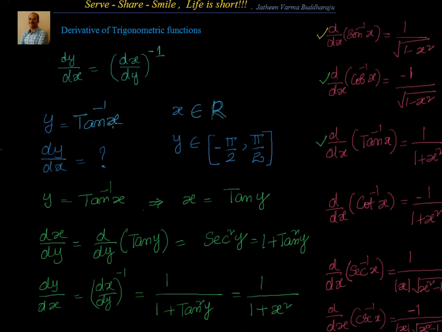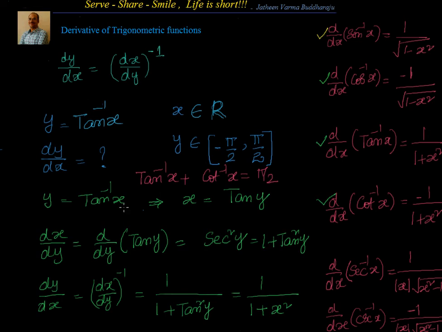Now applying the same logic, that tan inverse x plus cot inverse x equals pi by 2, you can see that d by dx of cot inverse x is minus 1 by 1 plus x square. How do we know that? Let me write it down here. Tan inverse x plus cot inverse x equals pi by 2. So can I write tan inverse x equals pi by 2 minus cot inverse x? Or cot inverse x equals pi by 2 minus tan inverse x.